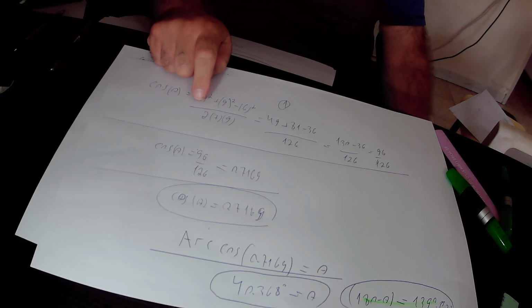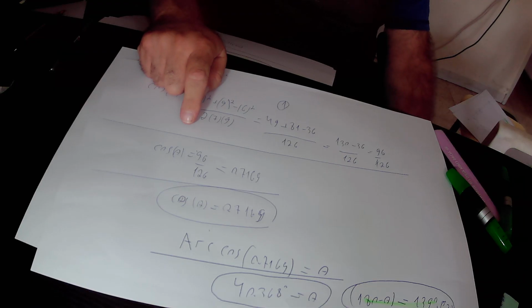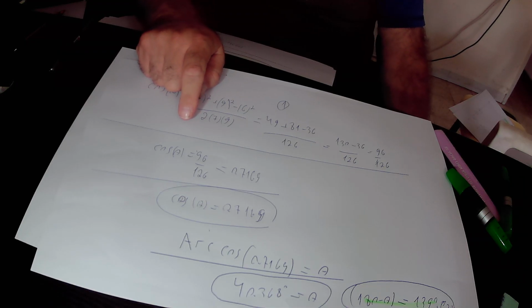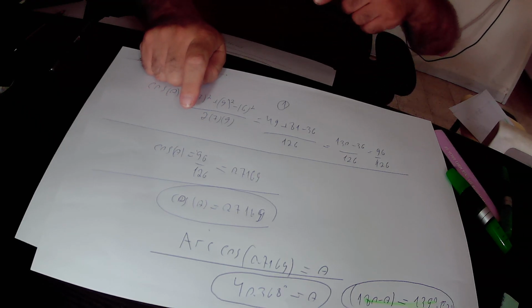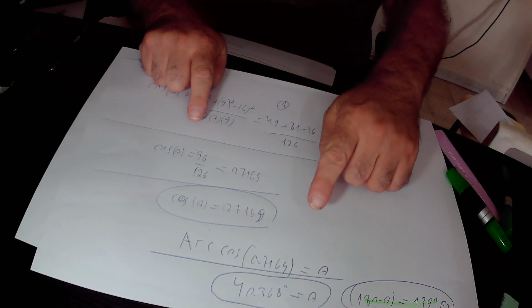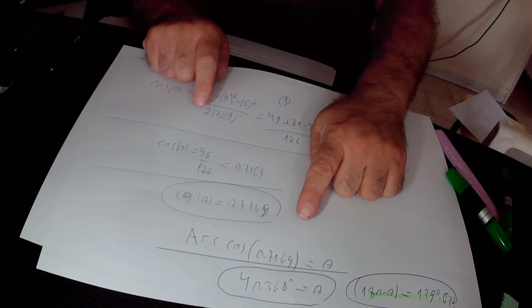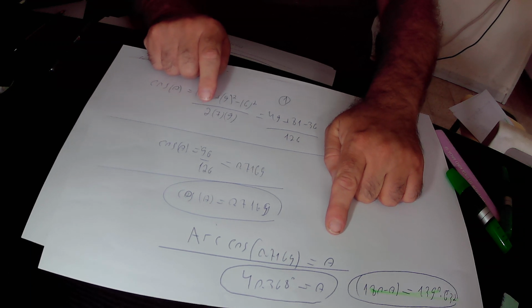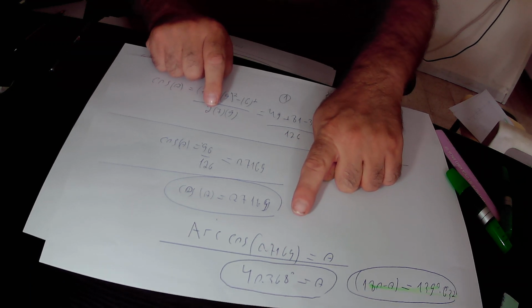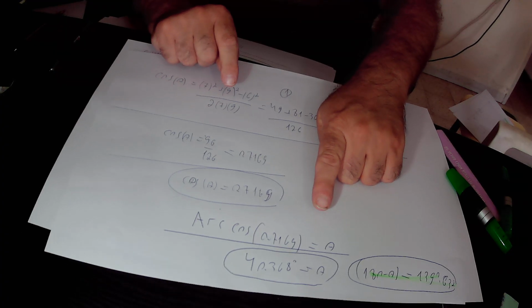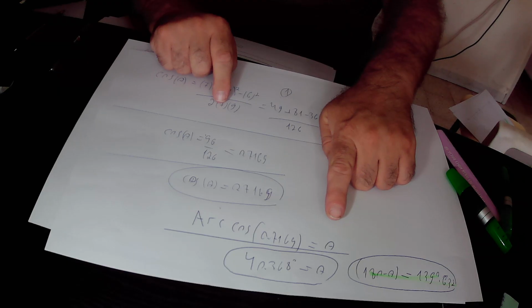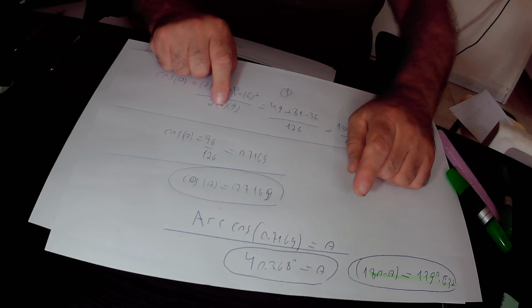We would like to find the value of angle theta itself. In order to find it, we apply the opposite function of cosine, that is arccosine, on the result of cosine theta, 96 over 126. So arccosine of 0.7169 equals angle theta itself. Arccosine of 0.7169 is 40.368 degrees. So theta equals 40.368 degrees.